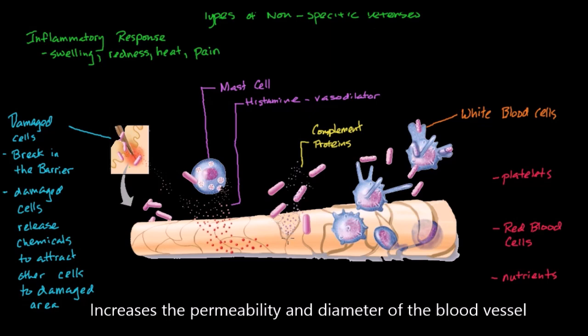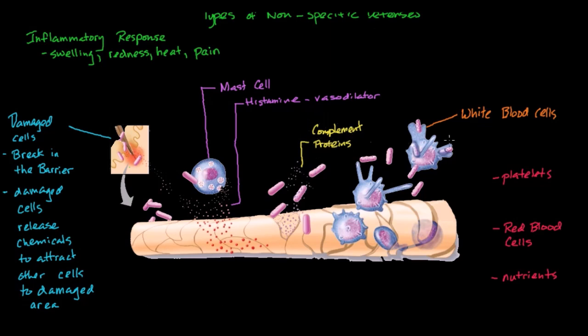By increasing the permeability of the blood vessel, substances found within the blood vessel are able to leak out of that blood vessel. For example, complement proteins, white blood cells, platelets, antibodies, and nutrients. Red blood cells don't leak out of the blood vessel, but red blood cells carry oxygen, and oxygen is going to play an important role in the repair of tissues since oxygen is needed for cellular respiration and the production of energy.